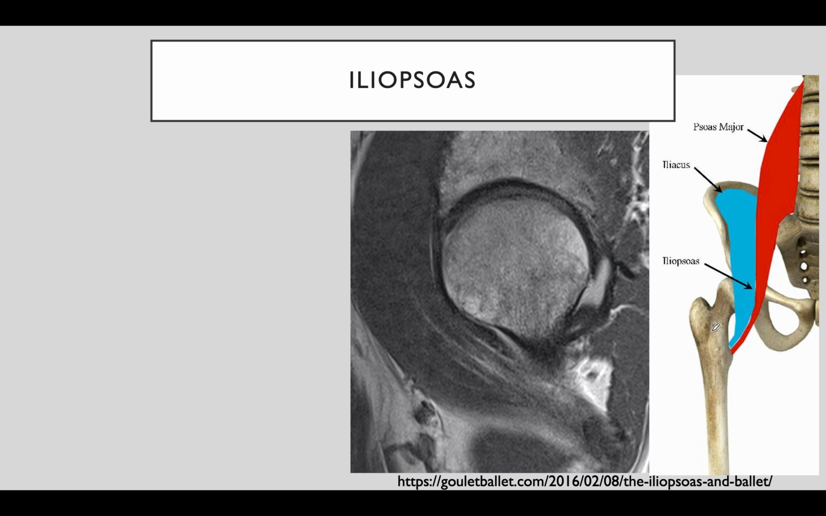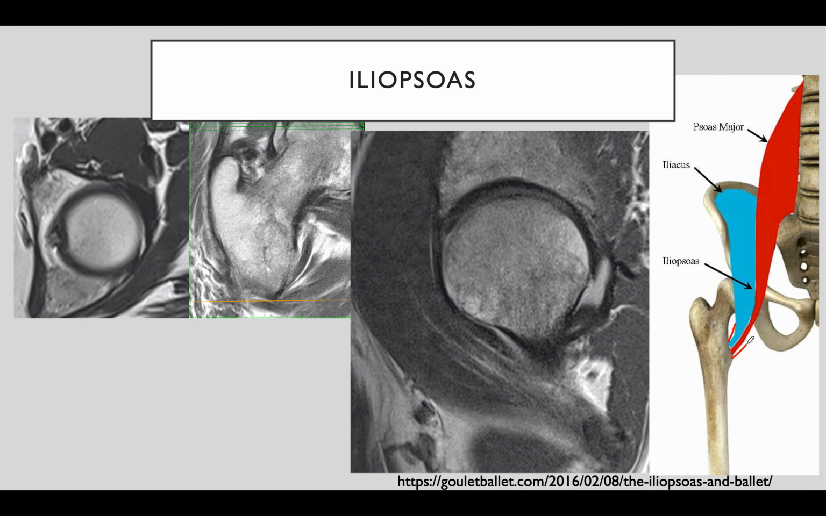The iliopsoas is a commonly affected tendon. You should remember that there's the psoas major and the iliacus, which come together and form a common tendon that attaches at the lesser trochanter. So here you can see the muscle as it runs anteriorly here all the way down to the lesser trochanter. This is the iliopsoas. You can see it anteriorly here as well. Okay, so this is your iliopsoas muscle, and then here you can see the tendon coming and attaching to the lesser tuberosity.